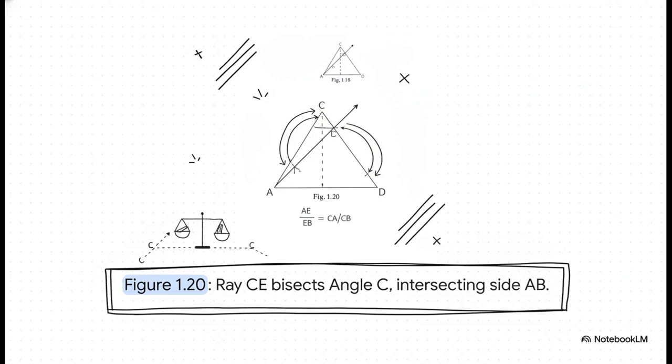Let's guide our eyes to the figure here to make complete sense of this. Trace the path of ray CE with me. You can see by those identical markings at angle C that ray CE is splitting that angle perfectly in half, right? And it hits the opposite side, AB, at point E. So, our property tells us that the ratio of side AE over side EB is going to be equal to the ratio of side CA over side CB.